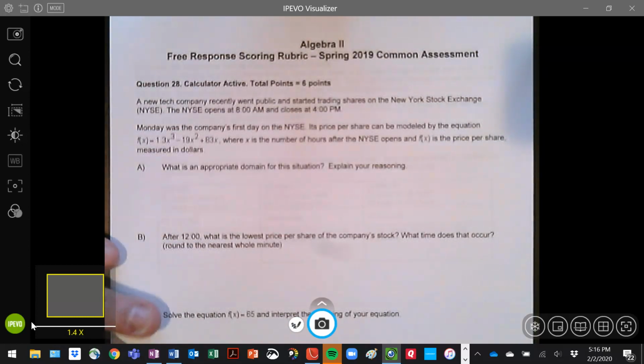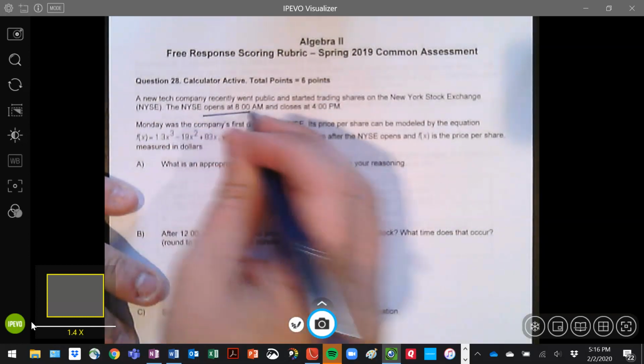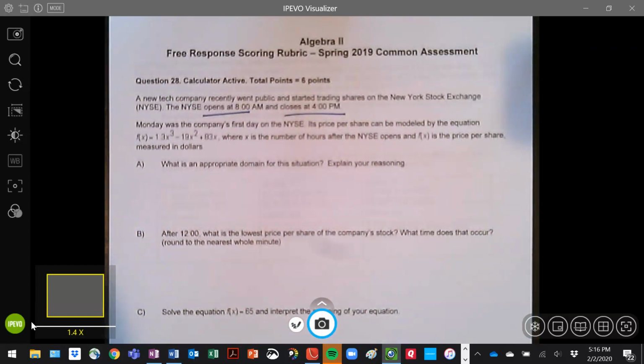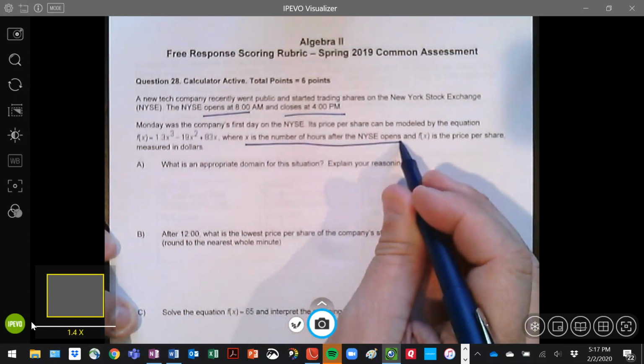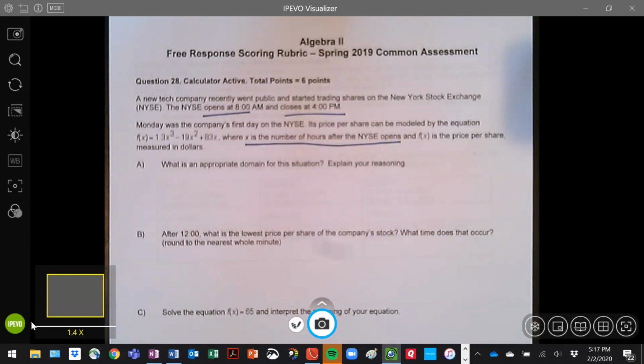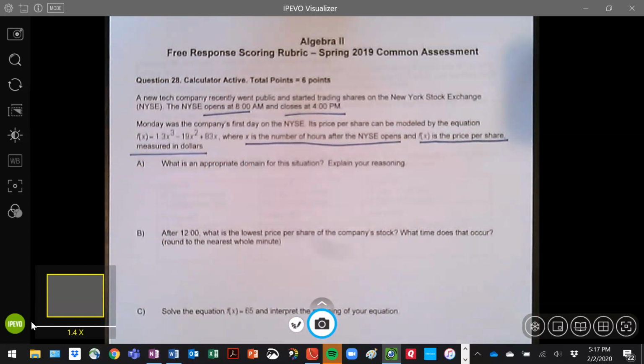So here we go. Question number 28: a New York tech company recently went public and started trading shares on the New York Stock Exchange. The NYSE opens at 8 a.m. and closes at 4 p.m. We open at 8, we close at 4. Monday was the company's first day on the New York Stock Exchange. Its price per share can be modeled by this equation, where x is the number of hours after the New York Stock Exchange opens, and f of x is the price per share measured in dollars.